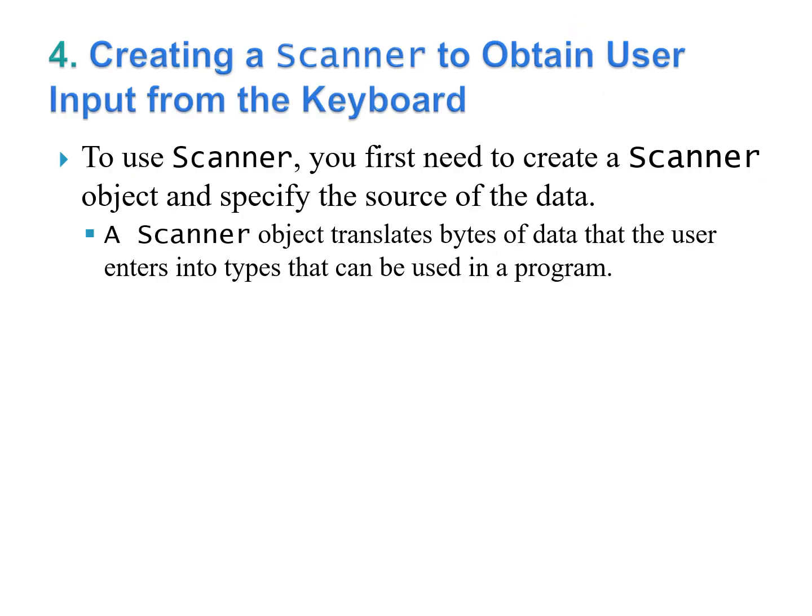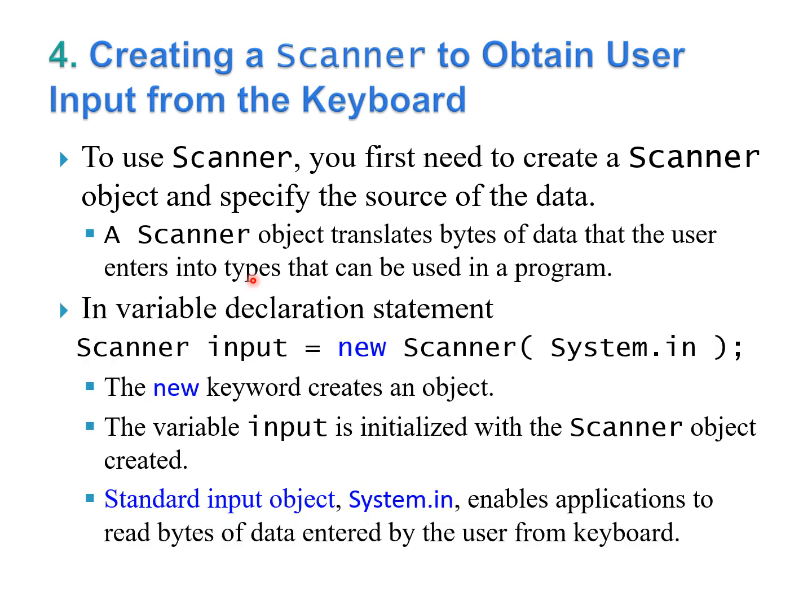To use Scanner, you first need to create a Scanner object and specify the source of the data associated with it. A Scanner object translates bytes of data that the user enters into types that can be used in a program. In our addition program, we create a Scanner object by this variable declaration statement. In this statement, input is the variable name and Scanner is its data type.